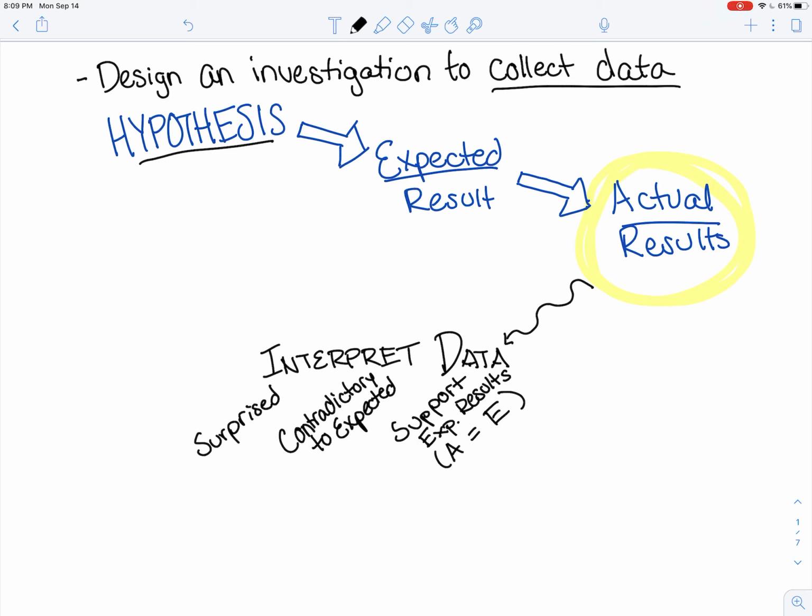Another thing that interpreting data could allow us to do is it could help us develop or revise our hypothesis or our assumptions about how we understand things to work.